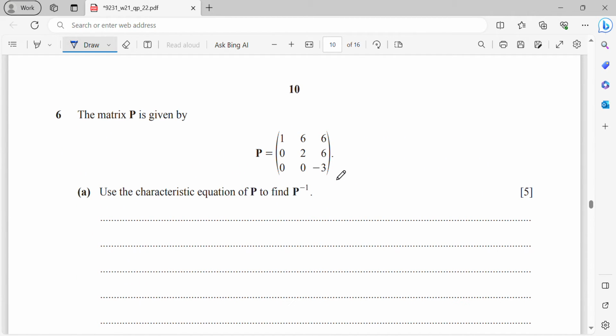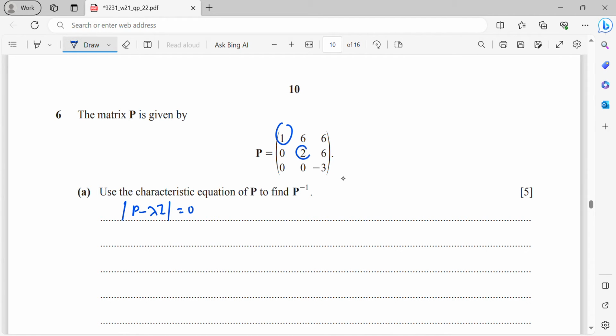Now question 6. The matrix P is given by P equals [1 6 6; 0 2 6; 0 0 -3]. Use the characteristic equation of P to find P inverse. Okay, so now the characteristic equation is always the determinant of P minus lambda I equals 0.